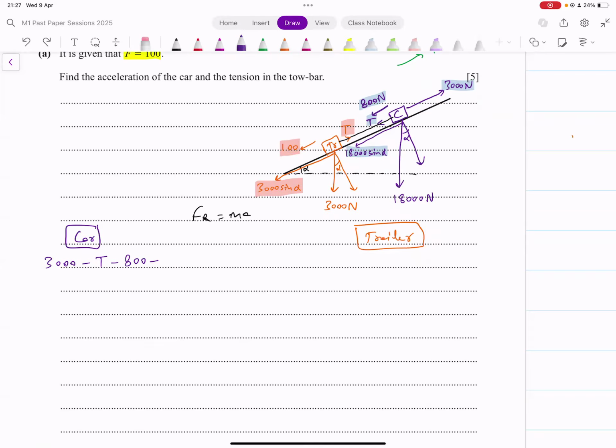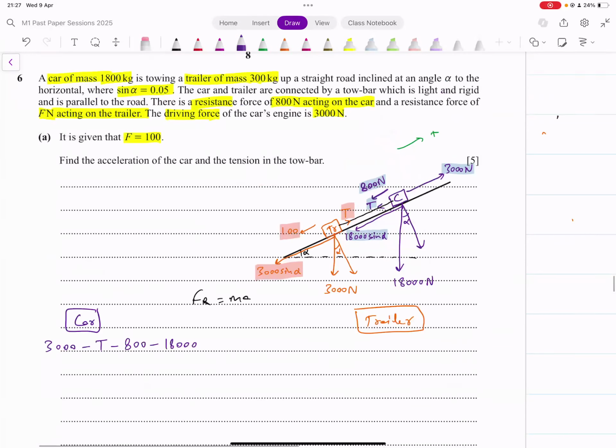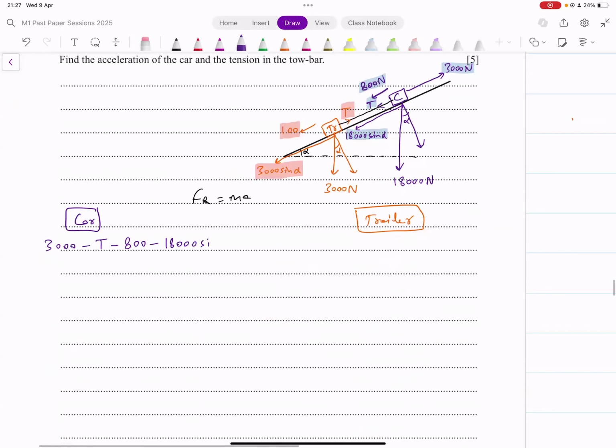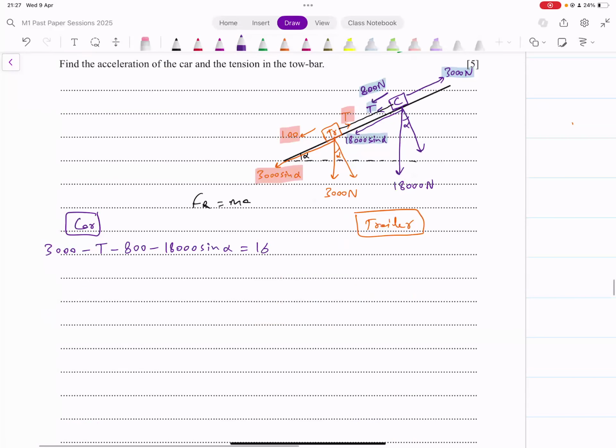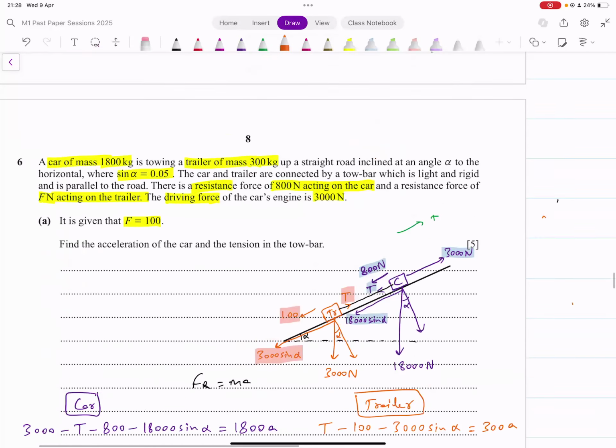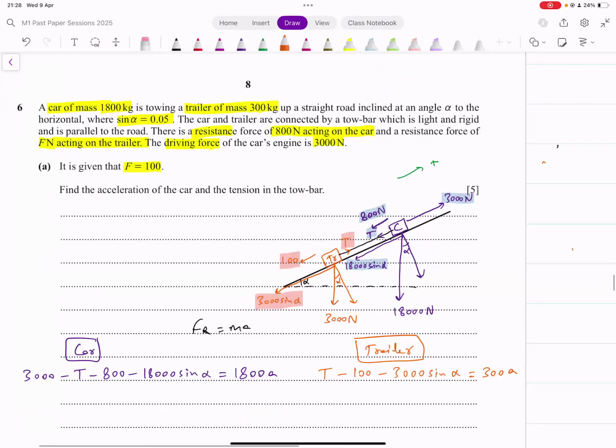18,000 sine of alpha. This should equal mass of the car, which is 1800 times acceleration. This is one equation that we've got. And then we make another equation for the trailer. What would that be? For the trailer, the forward force is T, backward forces are 100 and 3000 sine of alpha. That equals mass of the trailer, which is 300 times acceleration. These are the two equations that we get from this. We solve them simultaneously, and that's going to give us the result.